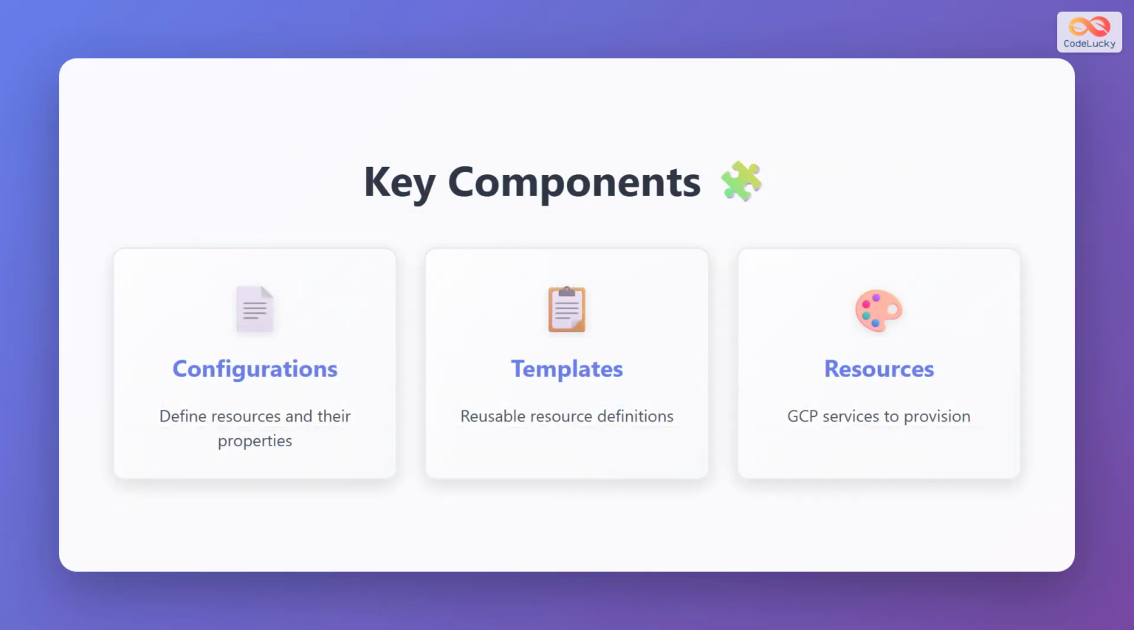Deployment Manager has three key components you need to understand. First, configurations are files that define which resources you want and their properties. Think of them as blueprints for your infrastructure. Second, templates are reusable resource definitions that you can use across multiple projects. They help you avoid repeating the same code. Third, resources are the actual GCP services you want to provision, like virtual machines, storage buckets, or databases. Together, these components form the foundation of your infrastructure as code workflow.